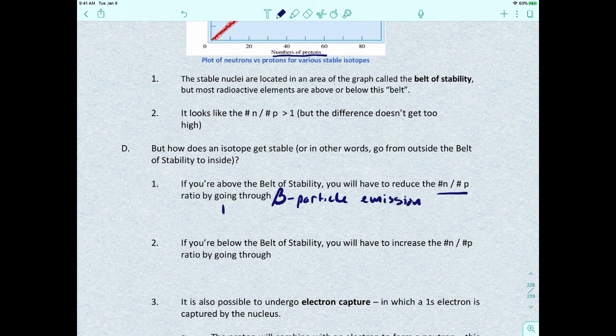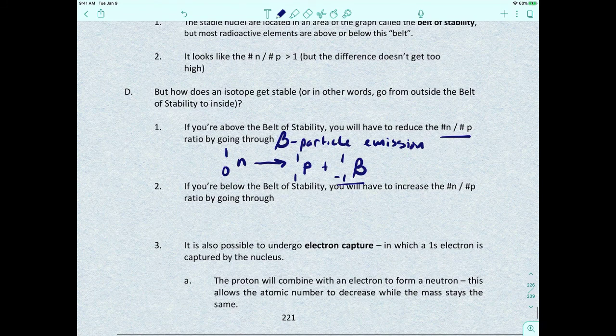And so what that means, if you take a neutron, a neutron can actually break down to give you 1 proton and 1 electron, or a beta particle. So that's called beta particle emission, because you're emitting or giving up a beta particle. You trade 1 neutron in, and you get 1 proton and 1 beta particle.